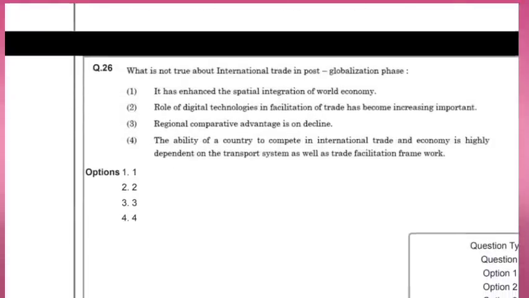And next question: what is not true about international trade in the past and the globalization phase? The answer is definitely 3. The regional comprehensive advantage is on decline. The correct answer is 3.